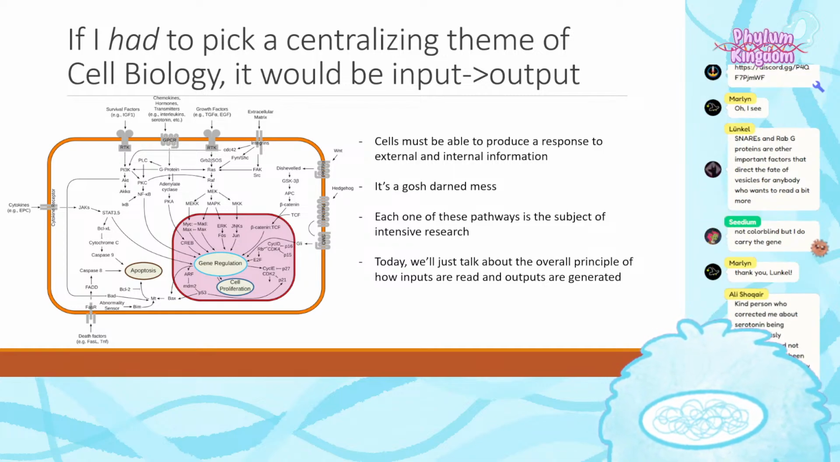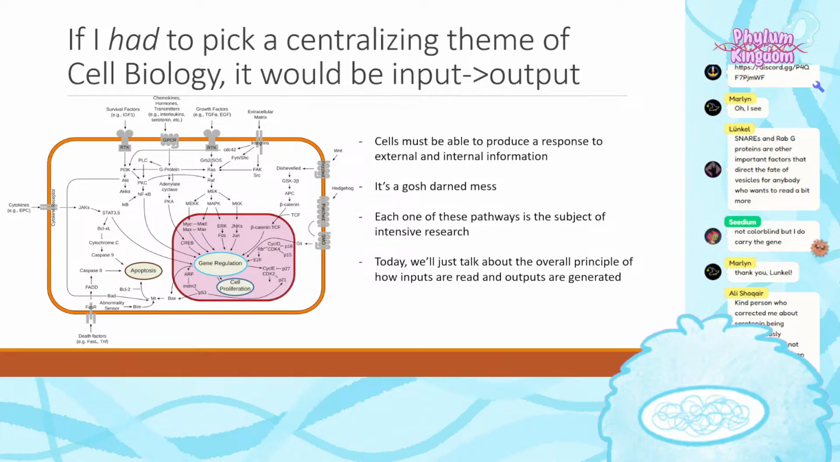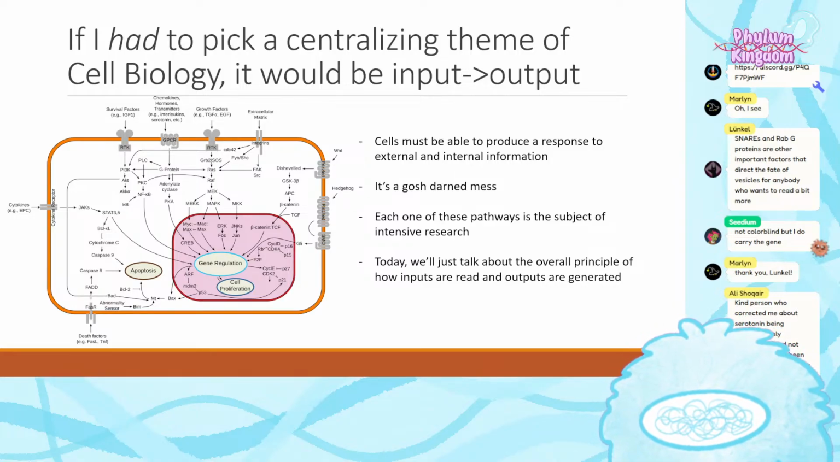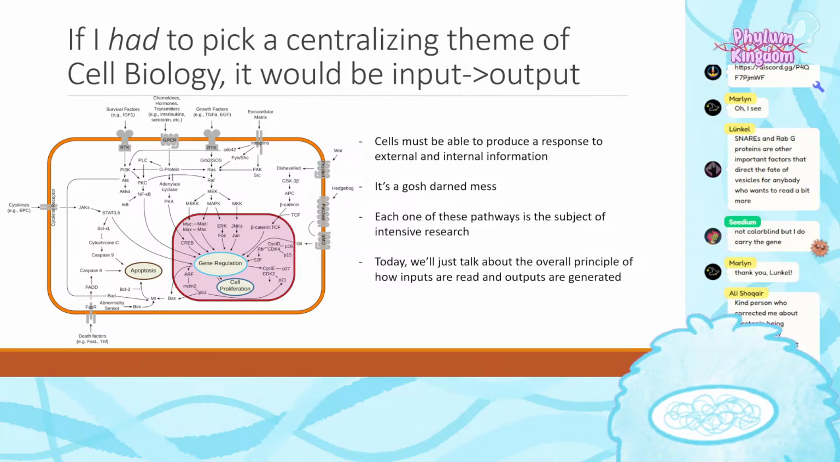All of these different things are different inputs that can then be computed by the cell to form an output, right? It's a gosh darn mess. As I said earlier, cell biology was a topic that I struggled quite a bit myself, just because my working memory and my long-term memory are pretty bad. As you can tell, I've forgotten a lot about my basics.